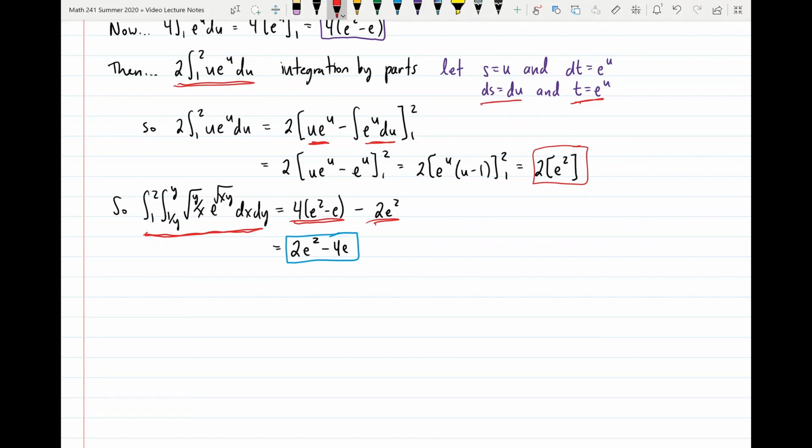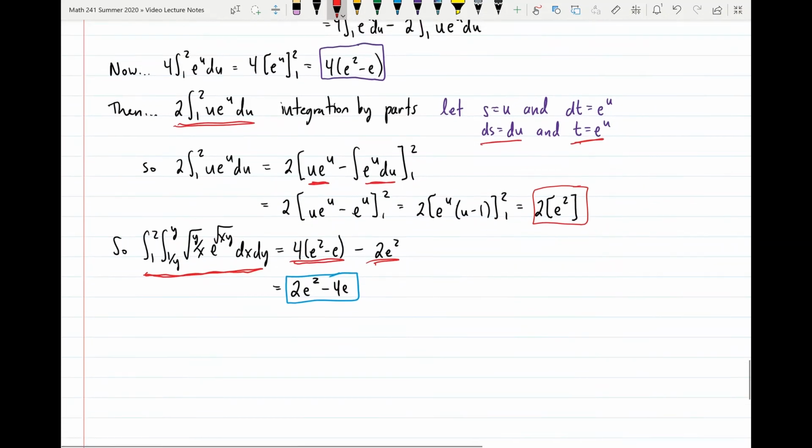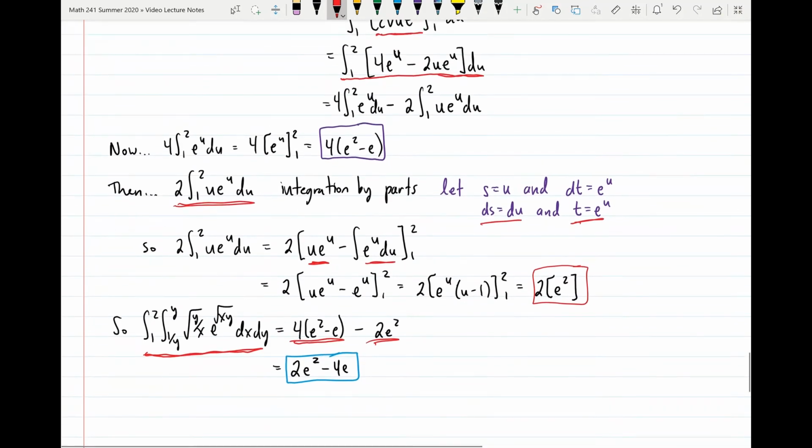So hopefully this last example can show you a little bit of the power of substitution, even though I do admit that the process can be tedious and long, and sometimes finding the right transformation isn't super easy either.